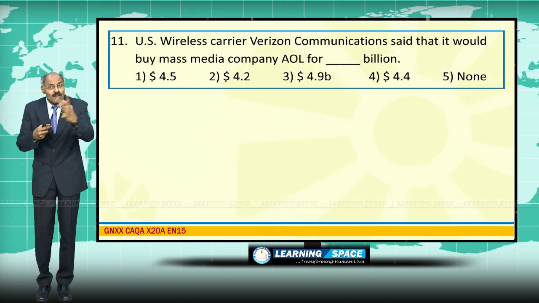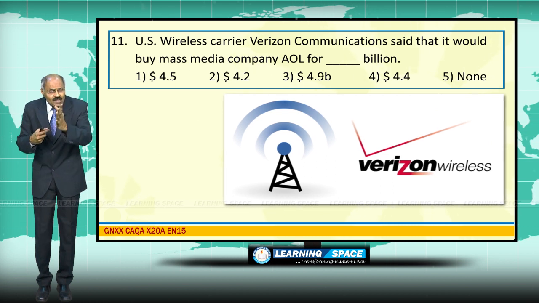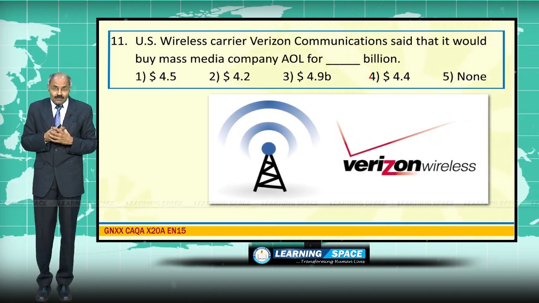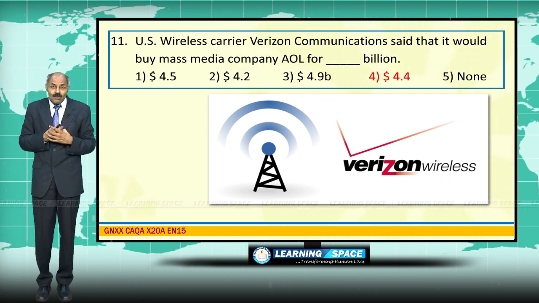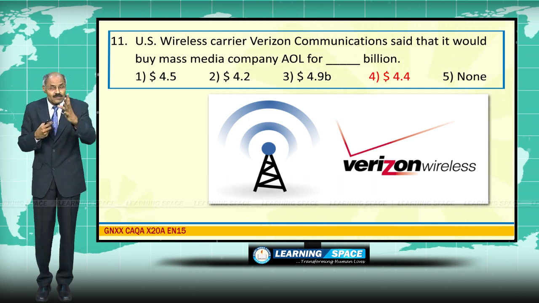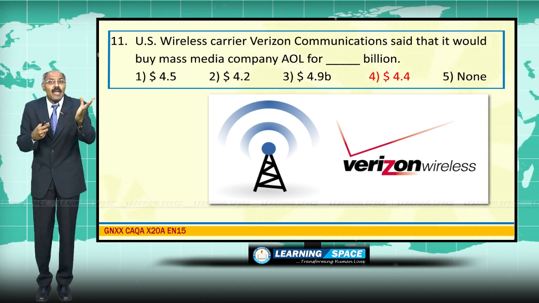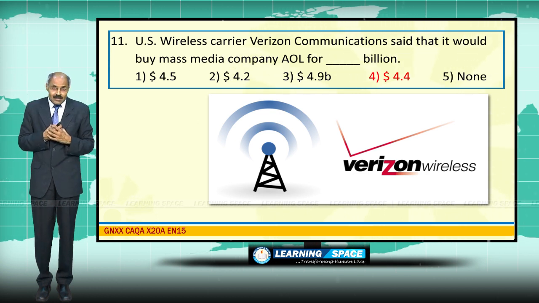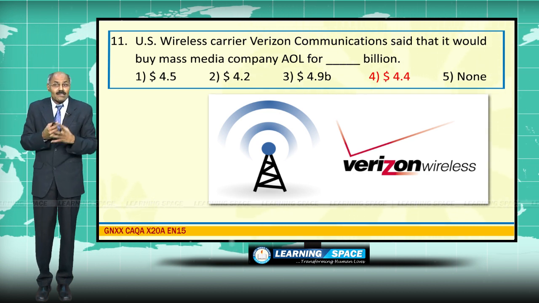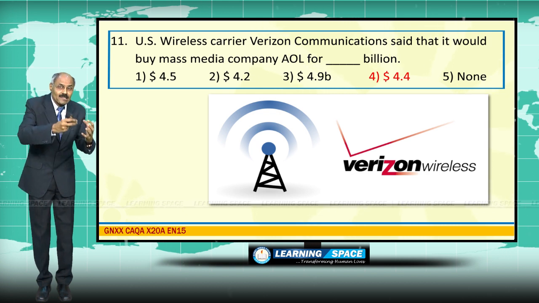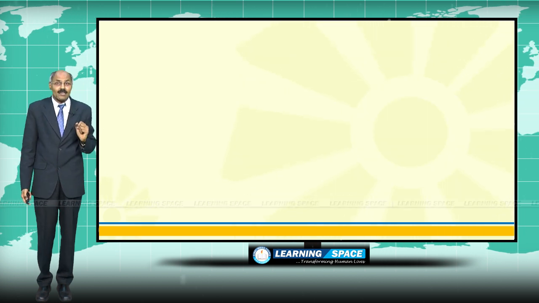US wireless carrier Verizon Communications said that it would buy mass media company AOL for, the answer is $4.4 billion. Verizon is a broadband and telecommunications company of the United States of America. AOL is nothing but America Online. America Online is a multimedia corporation of the United States of America. And recently, Verizon decided to purchase America Online for $4.4 billion. Please don't forget. Let us look at the next question.